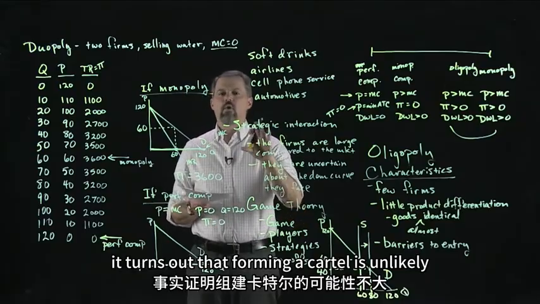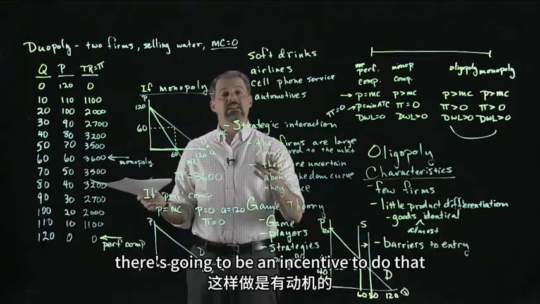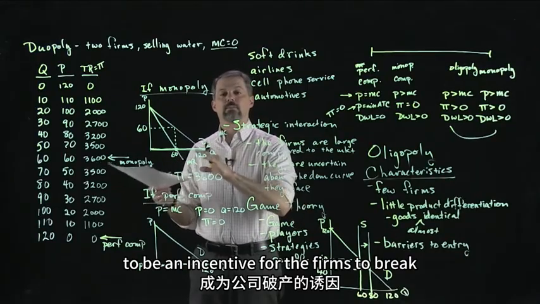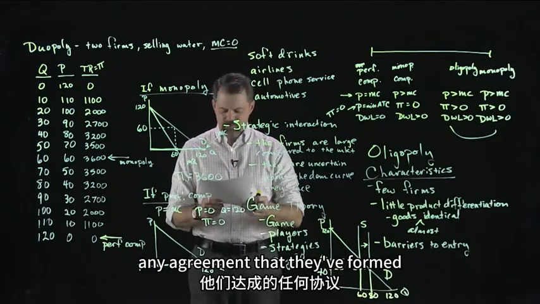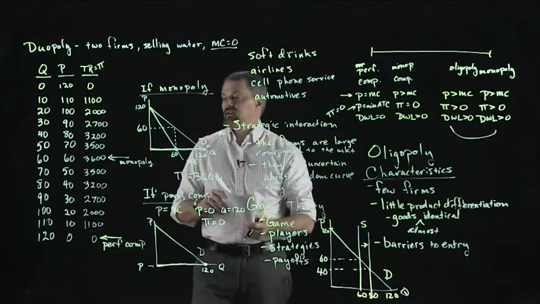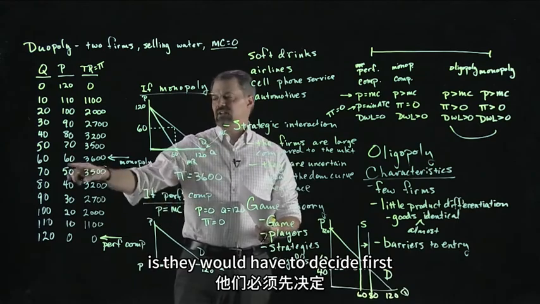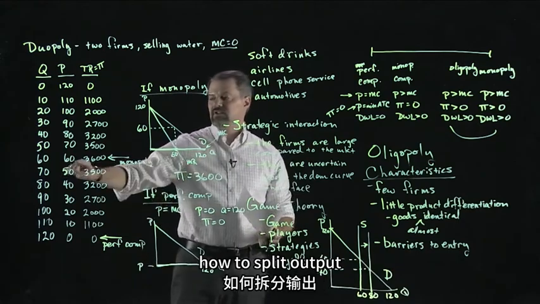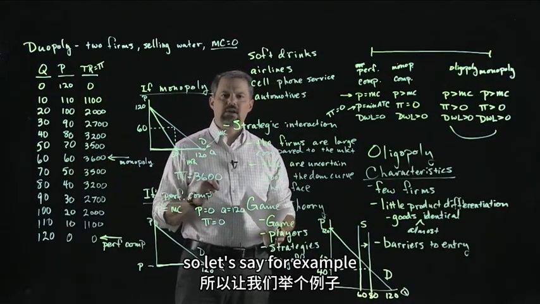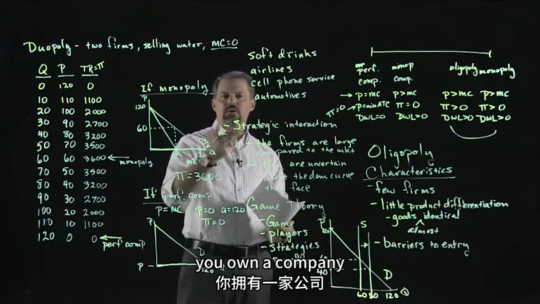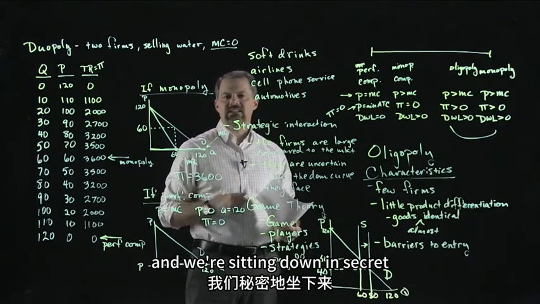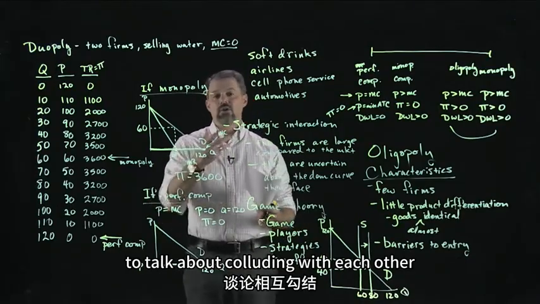It turns out that forming a cartel is unlikely. There's going to be an incentive to do that, but there's also going to be an incentive for the firms to break any agreement that they've formed. And so one of the reasons that it's going to be challenging is they would have to decide first how to split output, and they'd have to decide how to split the profits. So let's say, for example, you own one of the water companies, and I own the other one, and we're sitting down in secret to talk about colluding with each other.